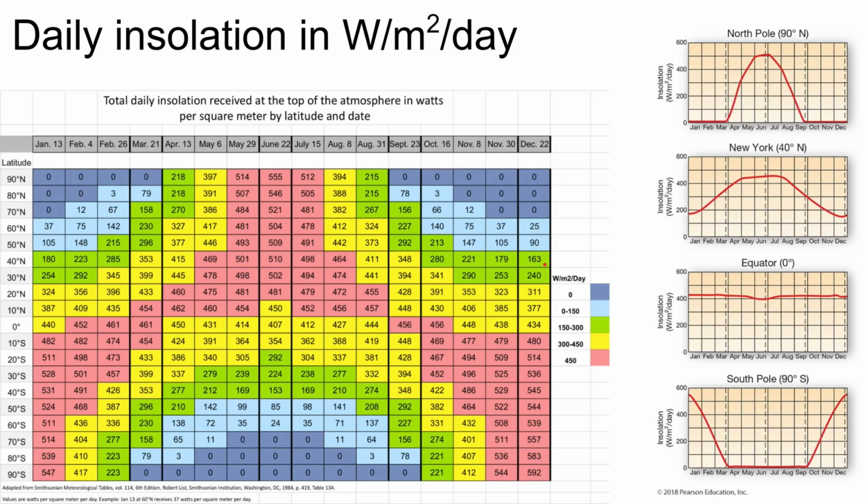So that's the other aspect: if you're by the equator, every day you're getting close to the same amount of energy. And as you move away from the equator, the difference between summer, 500 watts, and winter, no energy, gets bigger and bigger and bigger.